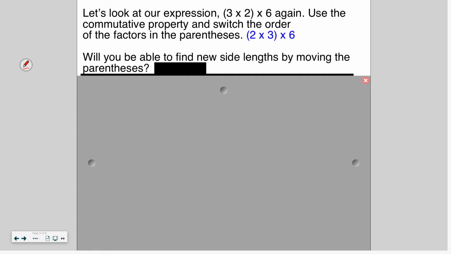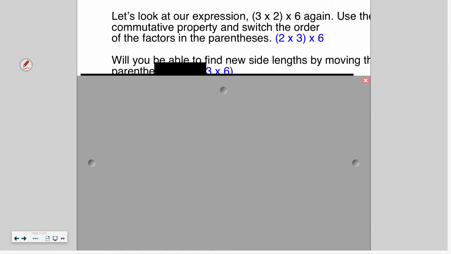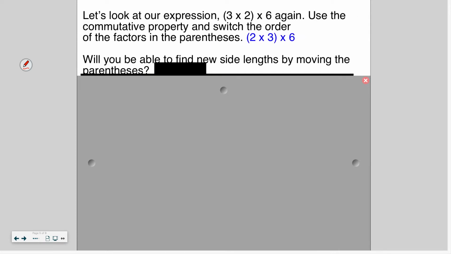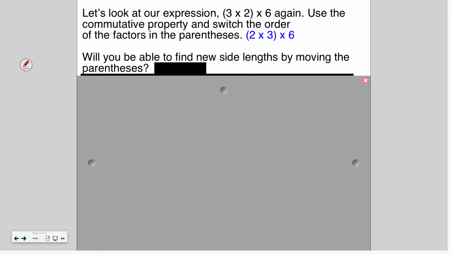So if we were to move the parentheses in this expression here, would that give us a new side length? Right, so if I do this now, I just move the parentheses, 2 times 3 times 6. Would this give us a new side length?